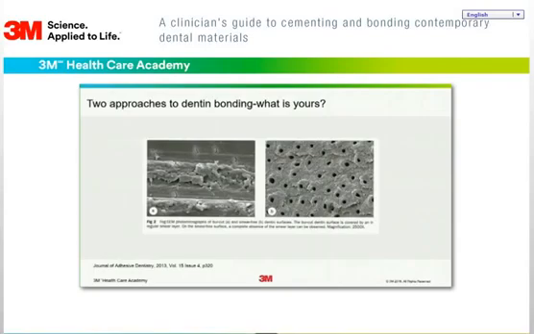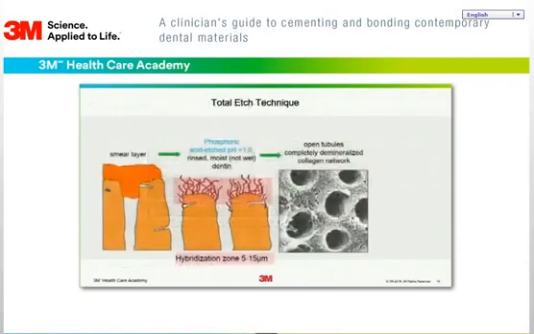In looking at the total etch technique, and if you look at the smear layer that you see here, the phosphoric acid, which has a very acidic component, a pH of less than 1, was applied to the dentin and to the enamel for anywhere from 10, 15, 20 seconds or longer. And once removed, the stated technique was that this hybridization zone, which, by the way, everything in adhesive dentistry when it comes to success, depends on a very narrow layer.